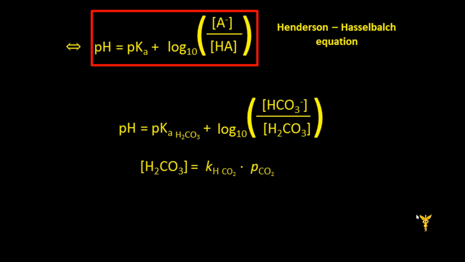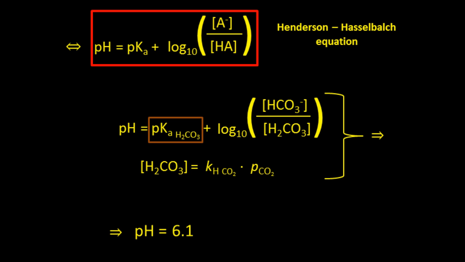And there is another equation which we're going to use. It's this one. The concentration of carbonic acid in the blood is equal to the Henry's law constant, which is equal to 0.0307 multiplied by the partial pressure of carbon dioxide in the blood. By combining these two equations, this implies that pH is equal to the logarithm of the acid dissociation constant, which is equal to 6.1 plus this.